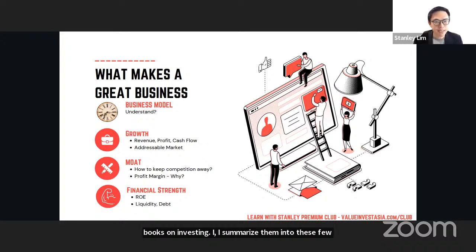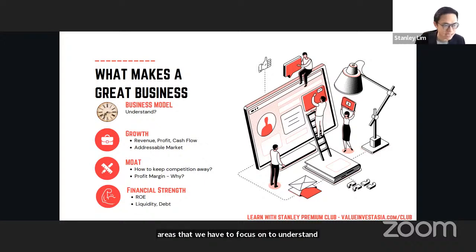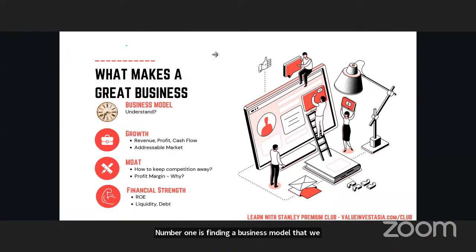Number one is finding a business model that we understand, actually, right? Let me switch off my face for the moment because I think it's blocking the view.